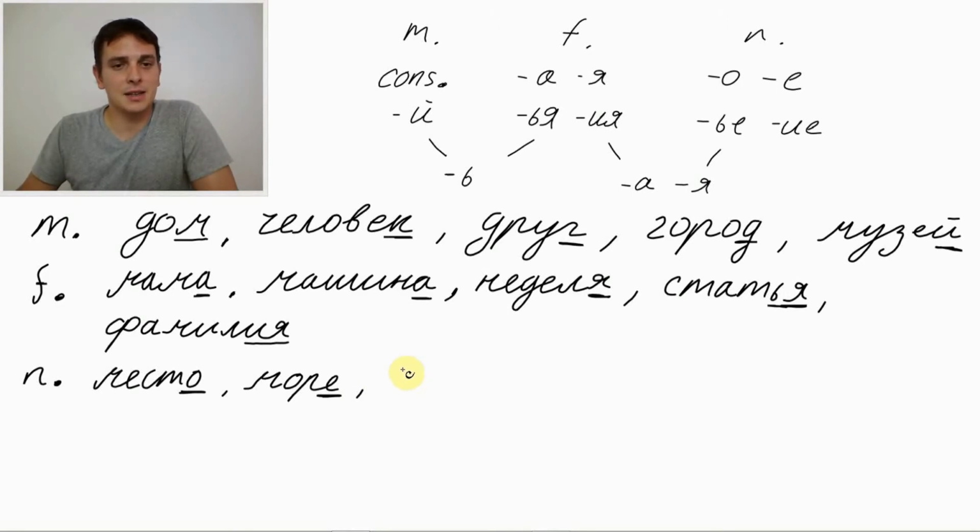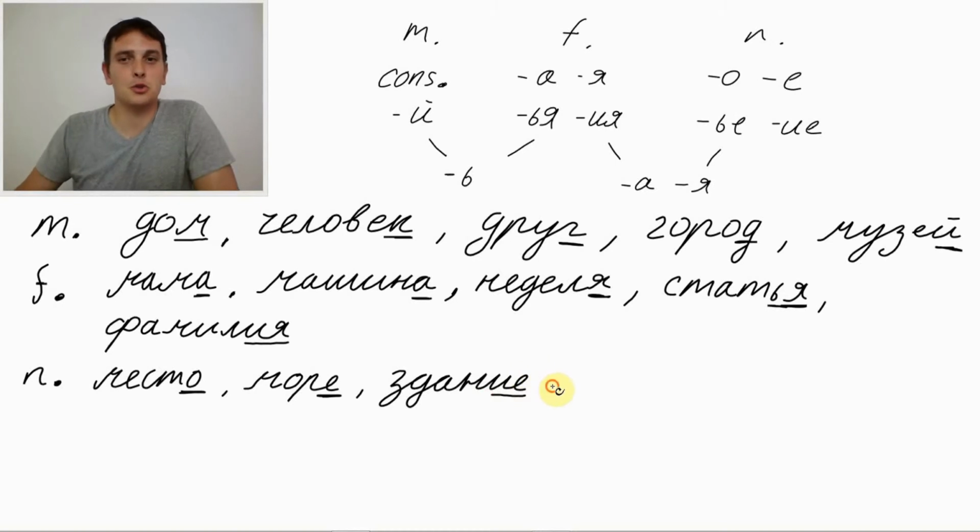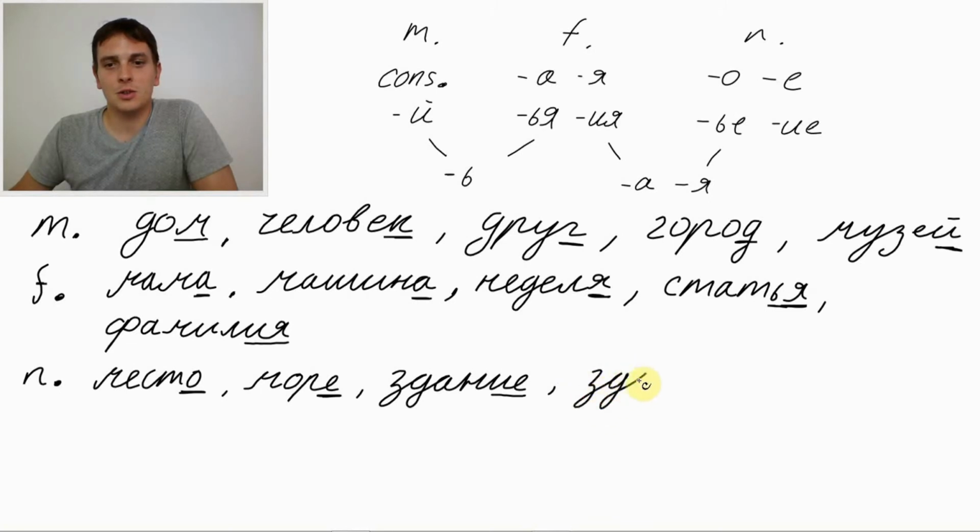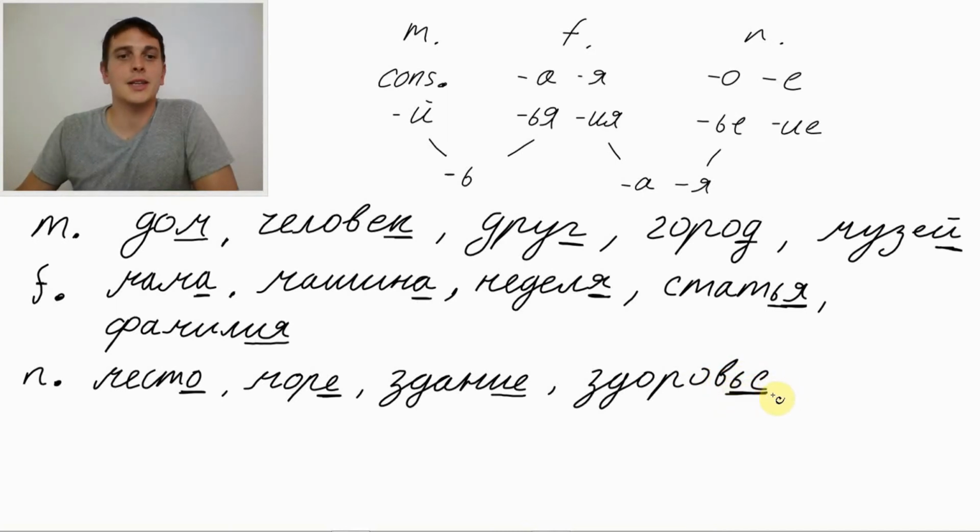Then здание. Здание is building. Здание. Ends in ie, it's neutral. And здоровье, health. Здоровье. Soft sign ye is neutral.